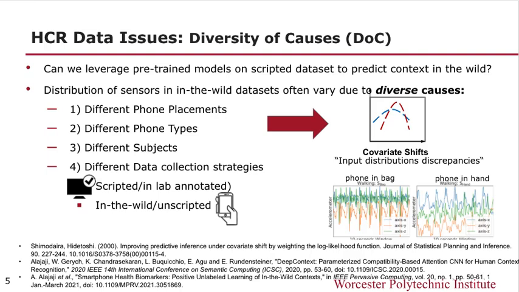However, when we try to utilize the reliable labels in the scripted dataset and test on the in the wild dataset, we encounter the issue of covariate shift, where the input distribution differs significantly between training and testing data. That can happen in many situations, described by what we call diversity of causes, which include factors like different phone placements, phone types, or even different subjects. For example, different phone placements produce different features for the same activity, which is walking here.